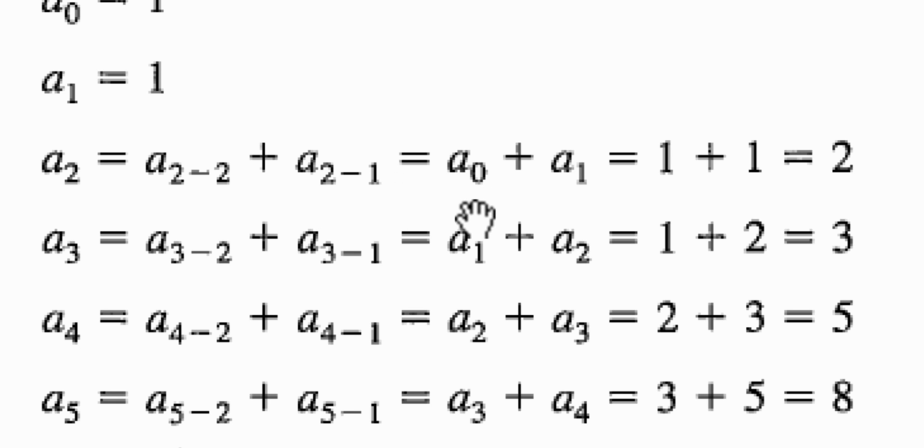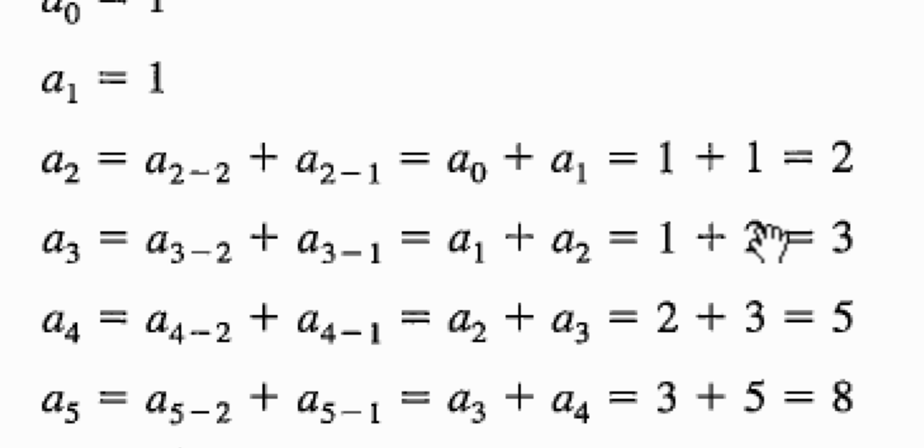But that's equal to a sub 0 plus a sub 1, which we already defined as 1 and 1. So 1 plus 1 is 2, and that means the second term is 2. A sub 3 is a sub 3 minus 2 plus a sub 3 minus 1, and that becomes a sub 1 plus a sub 2. Well, we have a sub 1 and a sub 2, it's 1 plus 2, which is 3. So a sub 3 is 3.